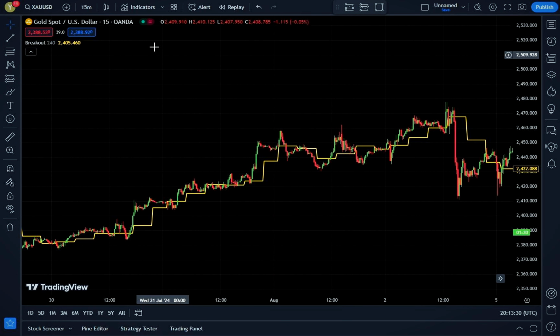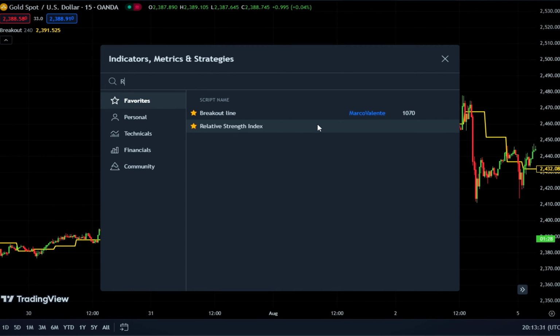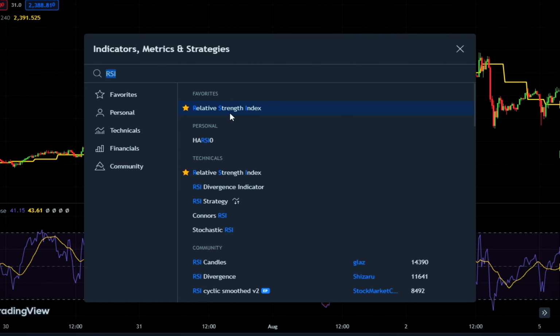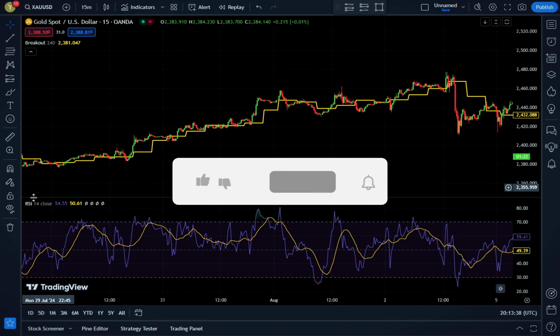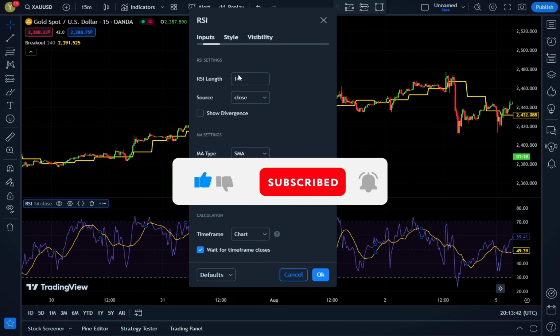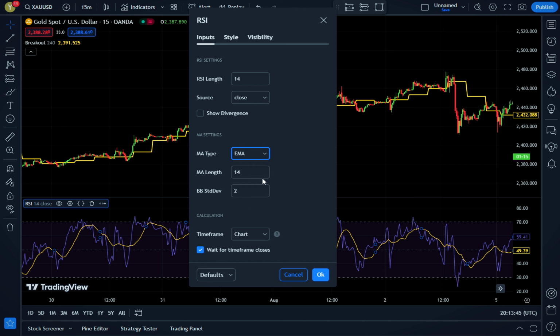Let's continue by adding the second indicator for trend guidance and breakout confirmation. Go to the Indicators tab and type RSI, or Relative Strength Index. Select the default RSI from TradingView. Configure the RSI by setting the length to 34 and the MA type to EMA with a length of 34.